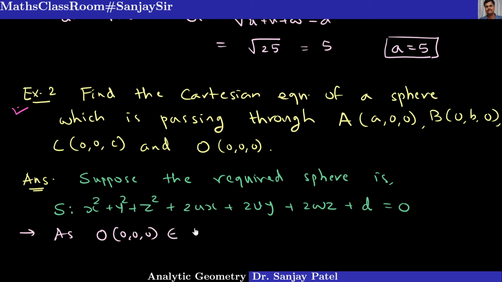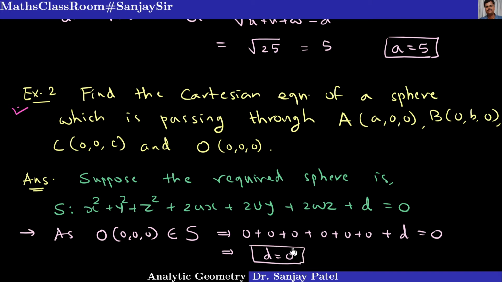This is our understanding. (0, 0, 0) belongs to S implies this point must satisfy this equation of the sphere. You can put x equal to 0, y equal to 0, so you will get 0 square, that is 0, because x, y, z are 0. These three terms will also be 0 because they contain x, y, z, plus d equal to 0. So as a result, we are getting d equal to 0.